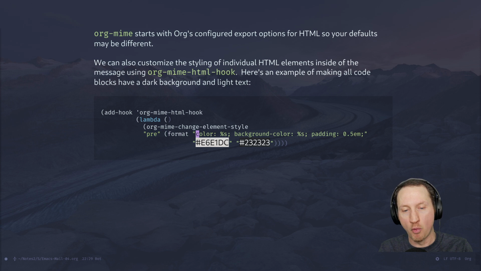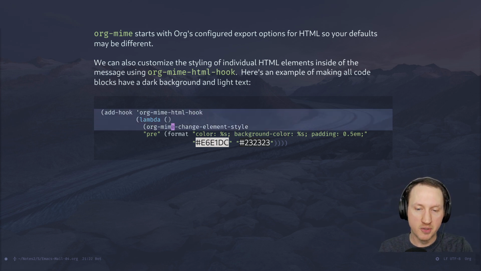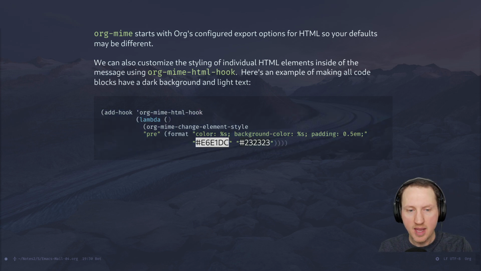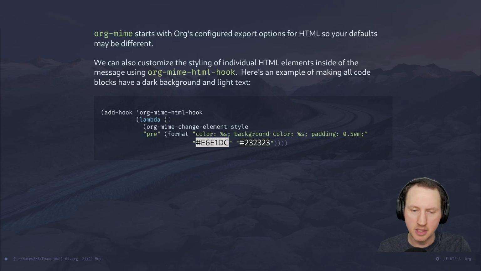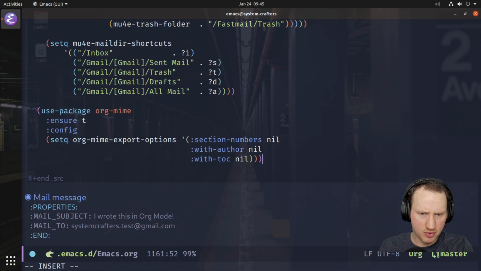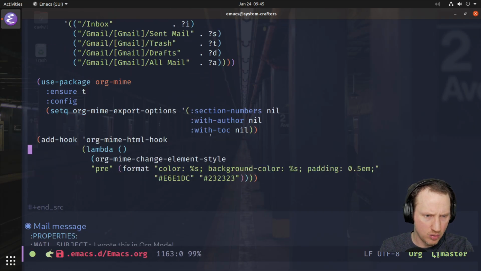So in this case, it's formatting a string, which sets the foreground color to a kind of a creamy white color, and then the background color to a dark gray, and then also putting some padding so that the block has some space before it has the text inside of it. So we can also copy this over. And this is basically just registering a lambda function that responds to this hook. So let's drop this in after this setq.